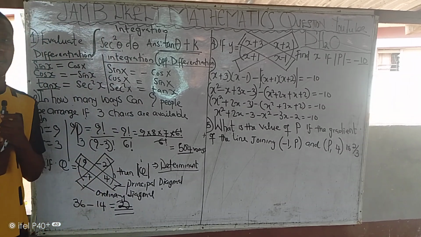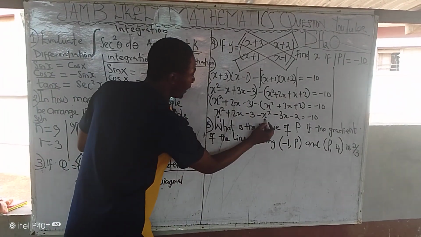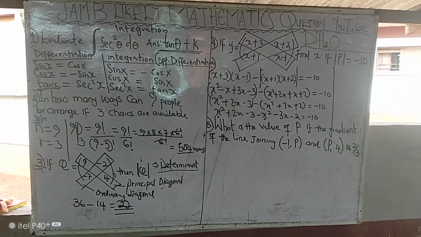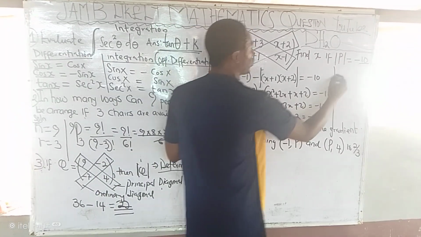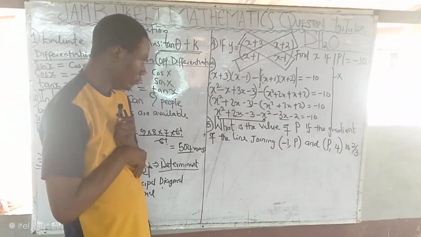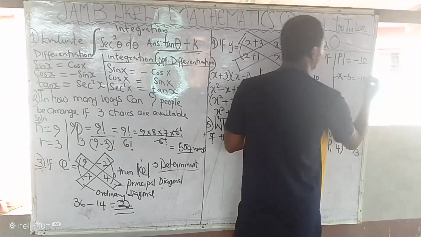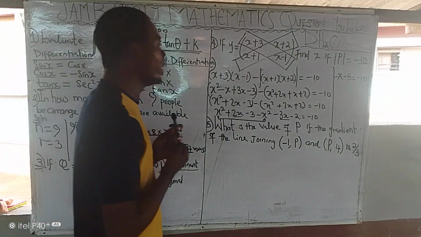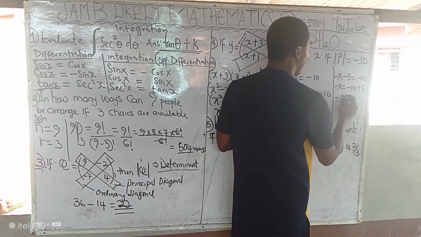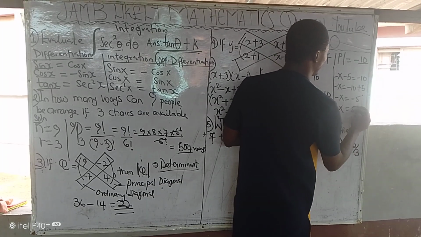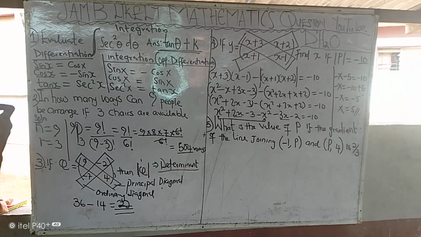Let's quickly collect like terms. x squared minus x squared will give us 0. 2x minus 3x will give us minus x. Then minus 3 minus 2 is minus 5, equals minus 10. So we collect like terms: minus x is equal to minus 10 plus 5. Minus x is equal to minus 5. x is equal to 5, by the time minus cancels minus, or you multiply both sides by minus 1.